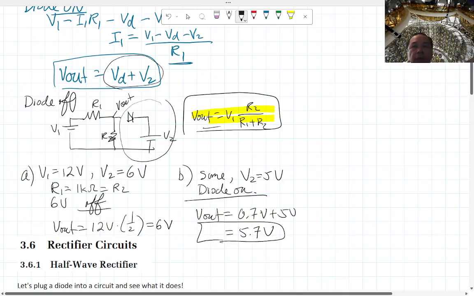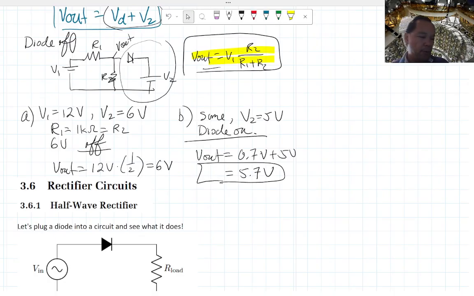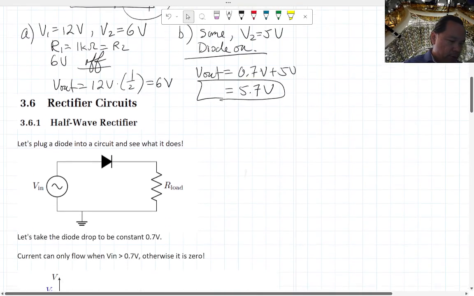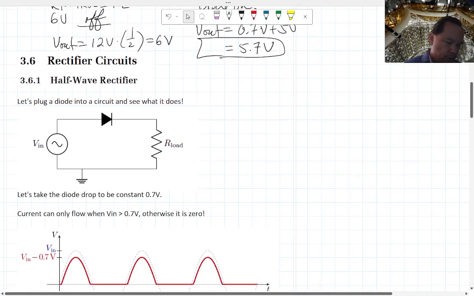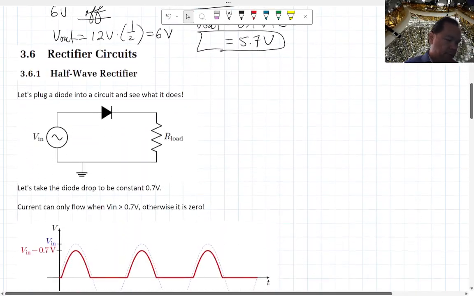Okay, and so that's how you analyze these diode circuits. You do the calculations with the diode on and diode off, and then depending on the voltages that you get, you're going to either have on or off, and then you apply the proper equation for that. Okay, so let's go through some other circuits that's going to be useful. Let's see, I guess we don't go to the Zener diode yet.